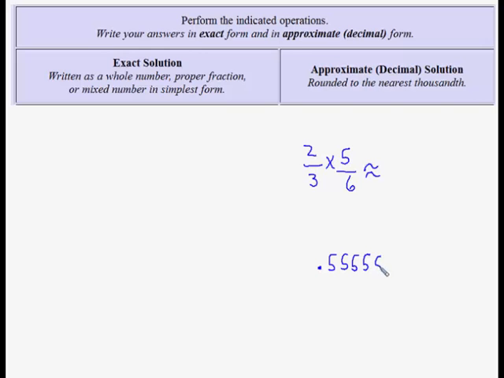Since my answer was repeating fives forever, and I want to round to the thousandths place, that's this place right here, tenths, hundredths, thousandths, and since the digit just to the right of that is 5 or higher, in fact it's a 5, I will round this digit up to a 6. So I will put a 5 in the tenths place, the hundredths place, but in the thousandths place I will round the 5 up to a 6.